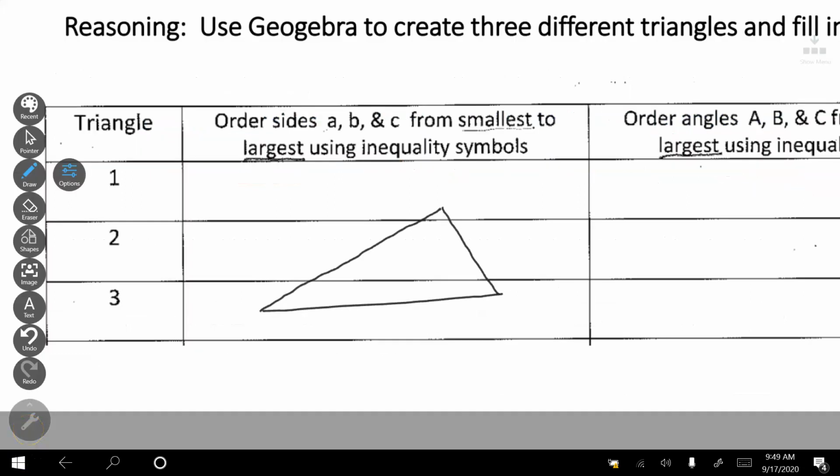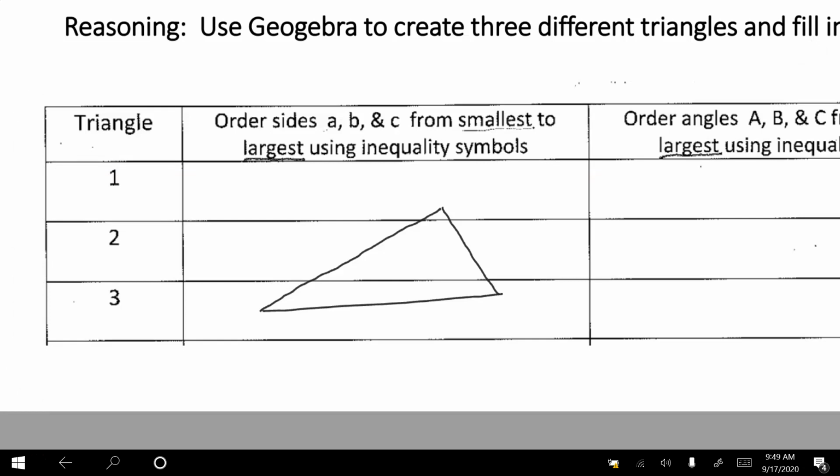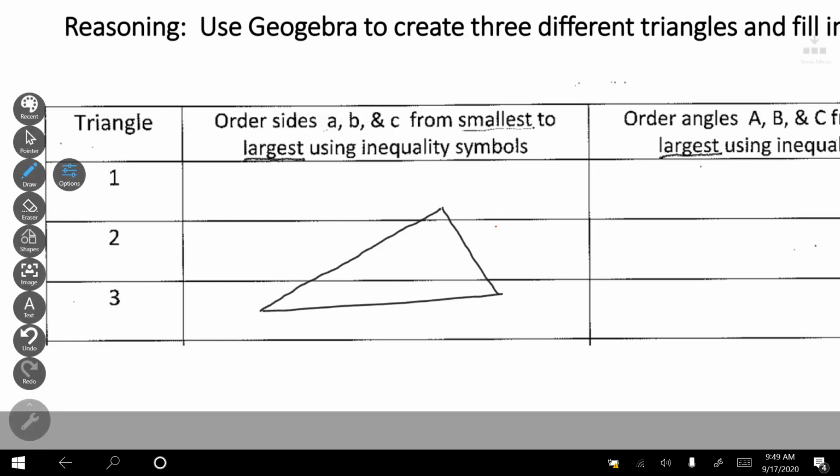Okay, here's a general triangle. I think it's scalene. All sides are not the same. I use capital letters for the vertices, the points. I use lowercase letters for the sides. So this is definitely the smallest side. Side A is the shortest side. And that means angle A here is the smallest angle.